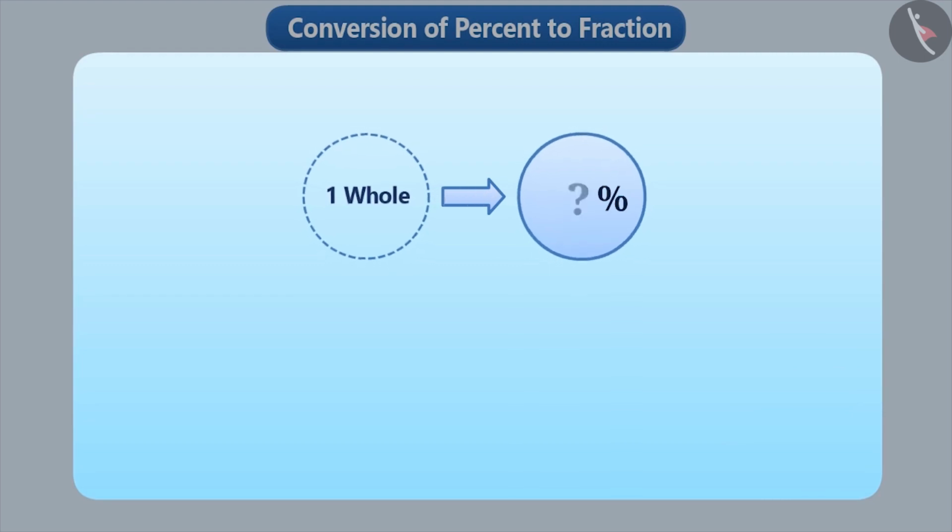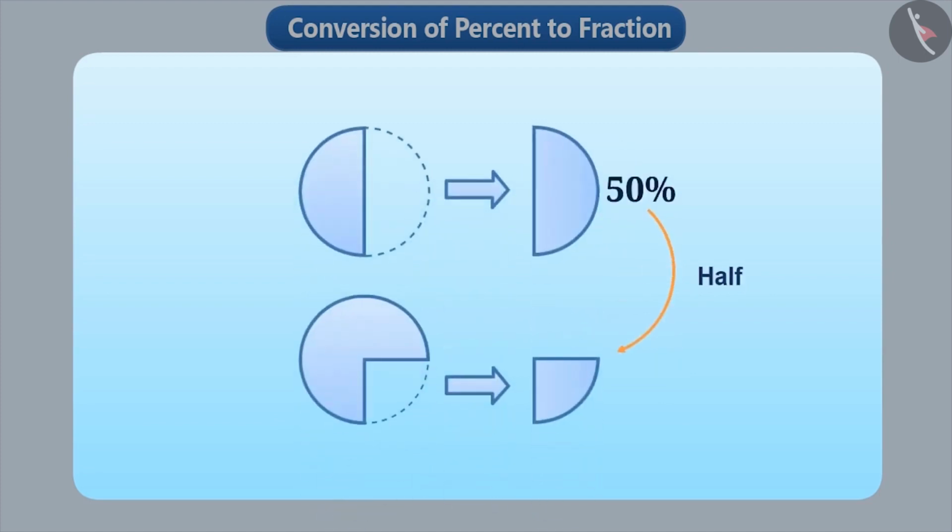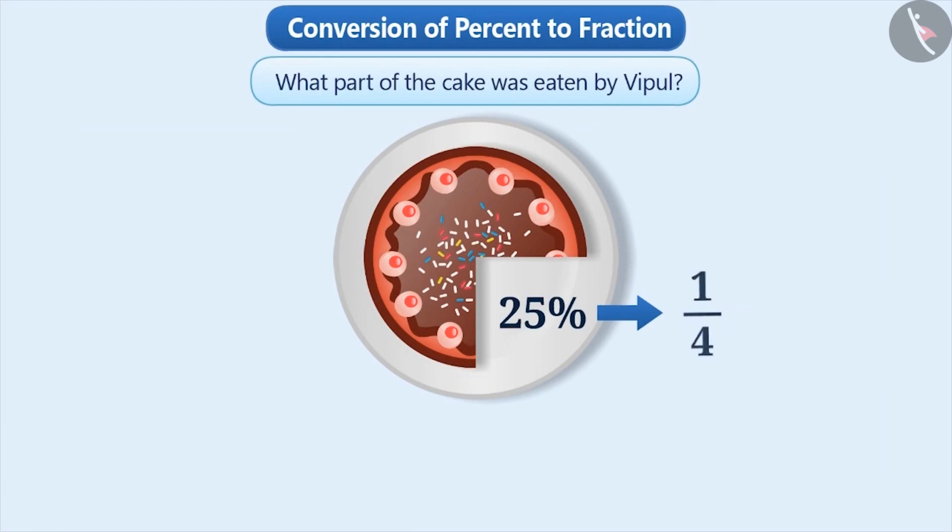A complete part of a whole will be 100%. If we consider half of its part, then half of 100% will be 50%. Similarly, if we consider half of this half part, that is 1/4 part, then it will be half of 50%, that is 25%. So 25% is equal to 1/4. Therefore, we can say that Vipul has eaten 1/4 part of the cake.